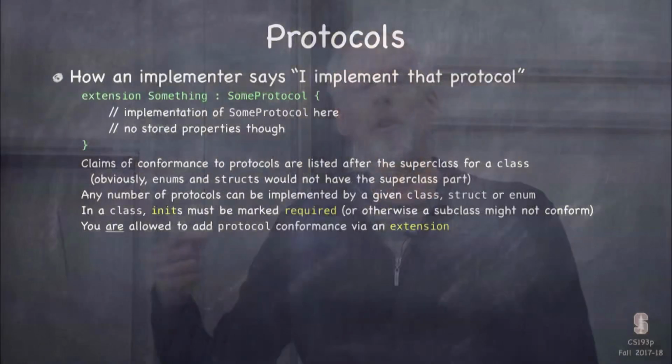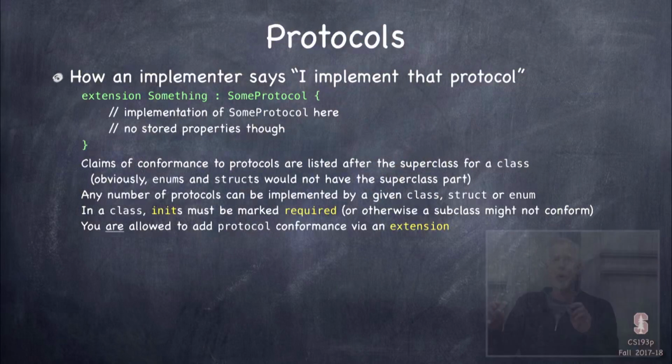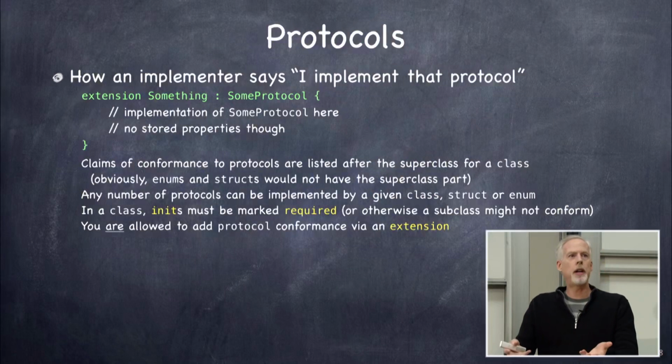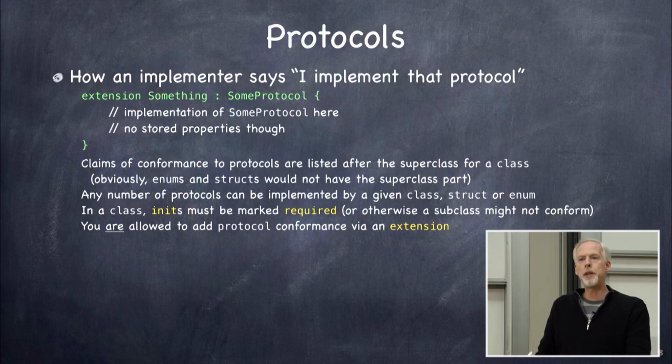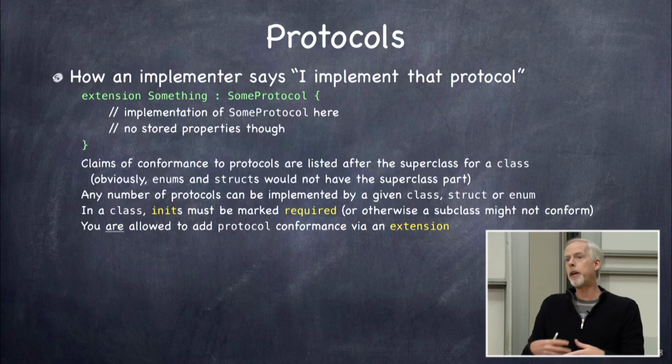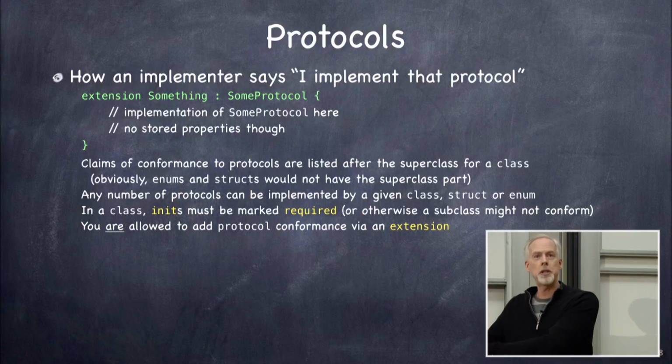One thing too is you don't have to add your conformance to a protocol. You don't have to add all the methods and vars in that protocol in your actual class declaration or your struct declaration. You can add it with an extension. You know how we can extend Int to add arc4random? Well, we could extend Int to conform to some protocol. Okay? That would be perfectly fine.